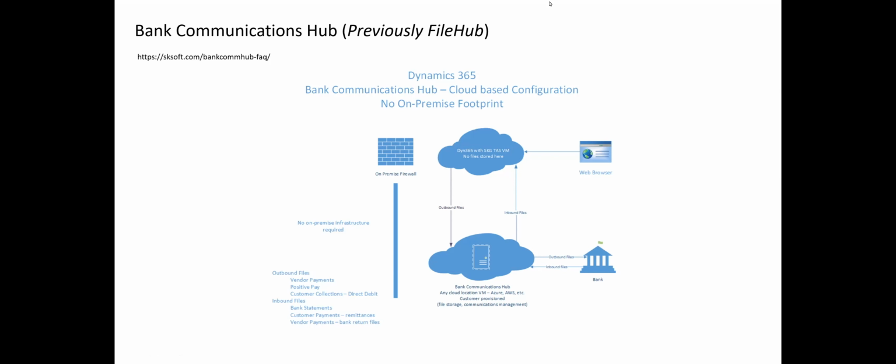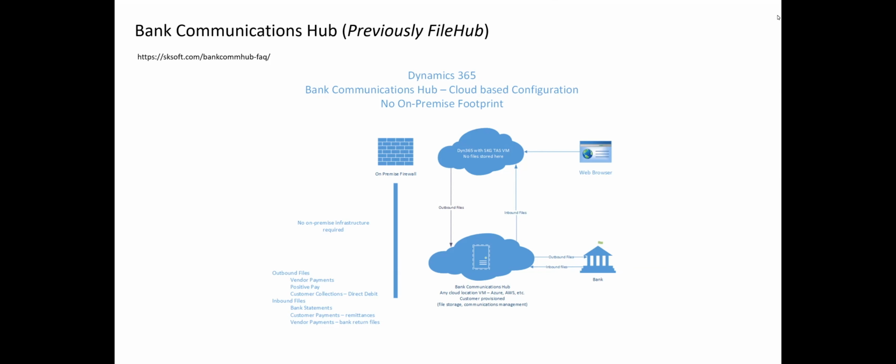We would normally recommend that you allow the SK software, the Treasury Automation software, to push and pull files from the bank versus manually uploading and downloading. That's controlled in that same Bank Communication Hub.